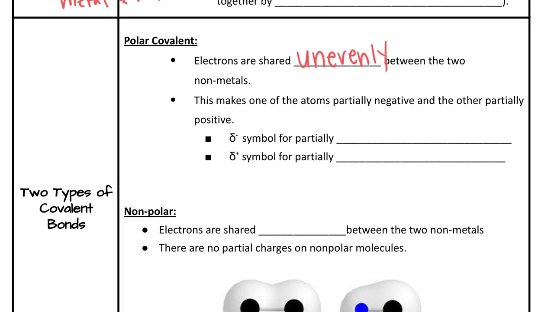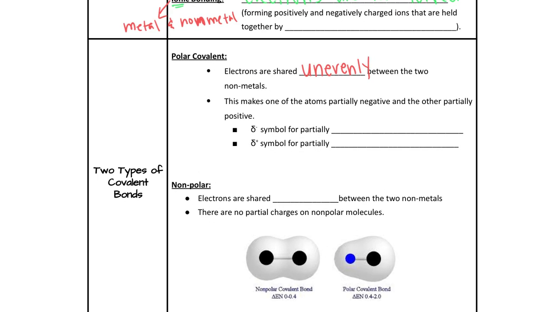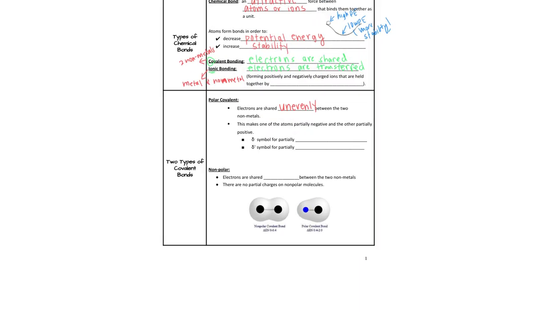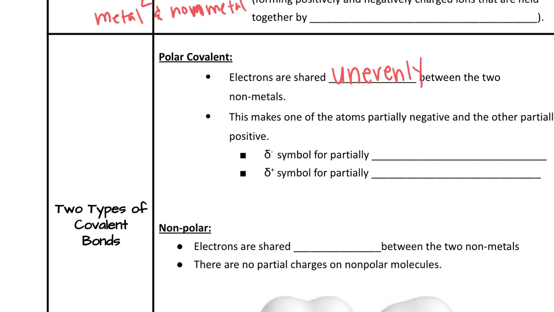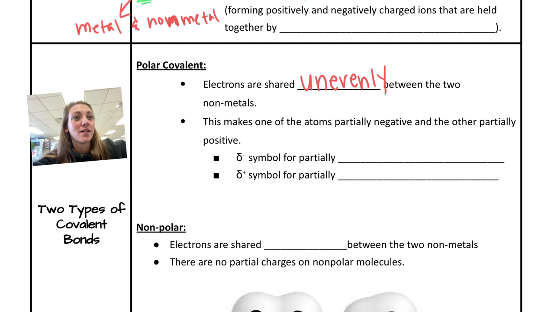Anyway, in our polar covalent bond, the electrons are shared between those two nonmetals. What happens when they're shared unevenly is that you get a partial positive and a partial negative charge.